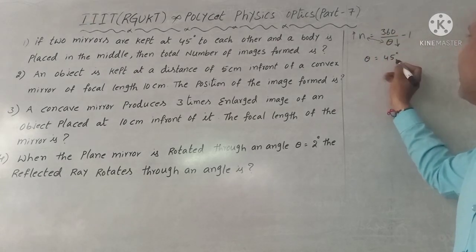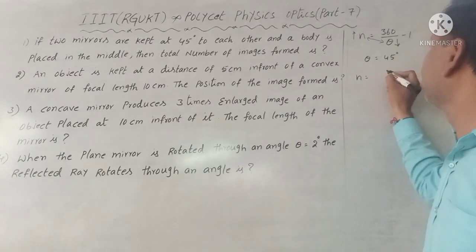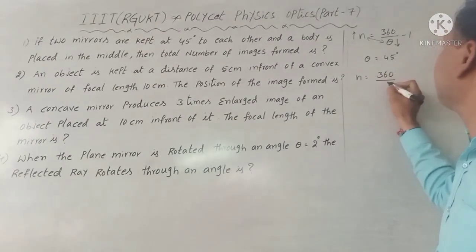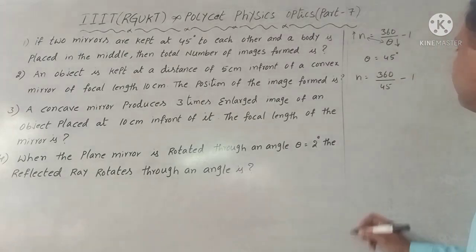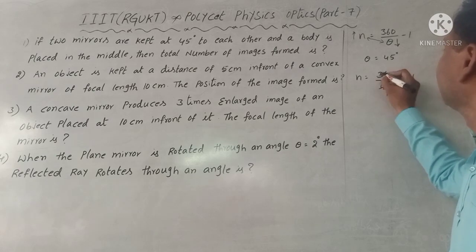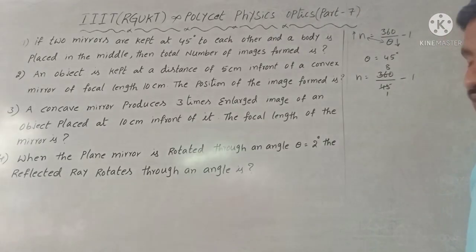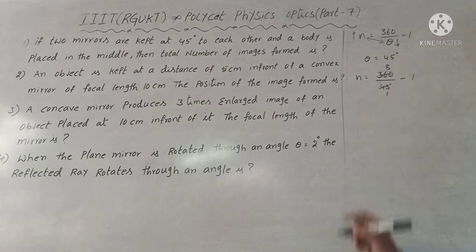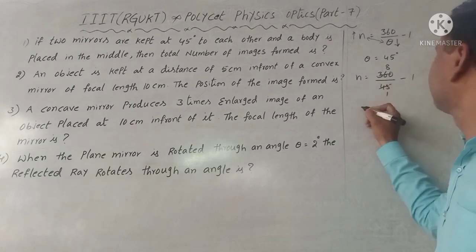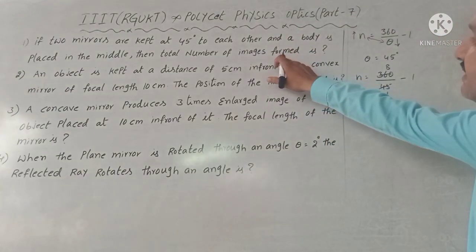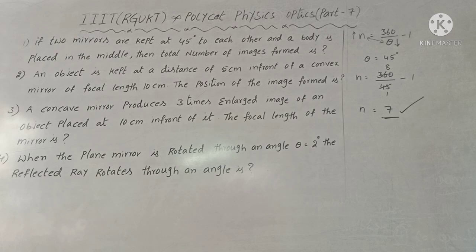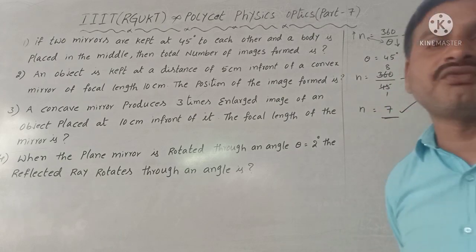So here theta value is 45 degrees. Substitute this value: n is equal to 360 by 45 minus 1. 45 ones are 45, 45 eights are 360. So 8 minus 1. So how many images? The number of images is 7. We found out that at a 45 degree angle, 7 images form.